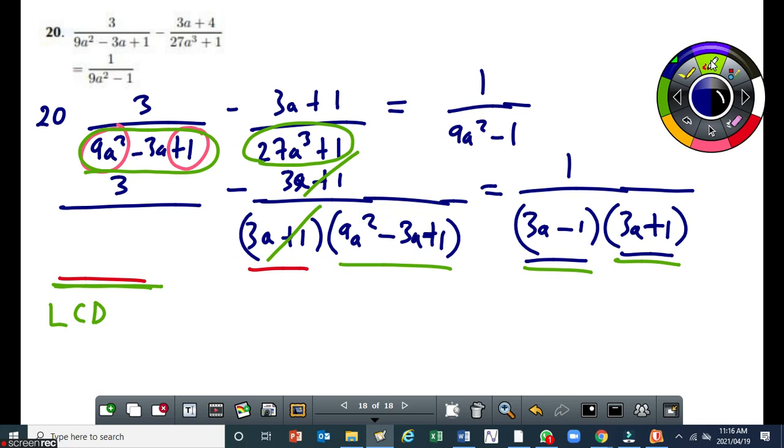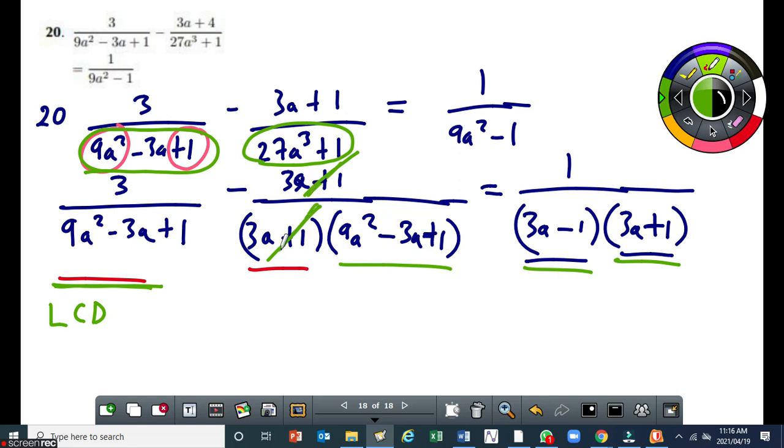Okay. Wait. This 9a squared minus 3a plus 1 has to remain as it is. So that means this part is fine. 3a plus 1 cancels that 3a plus 1. That's okay.